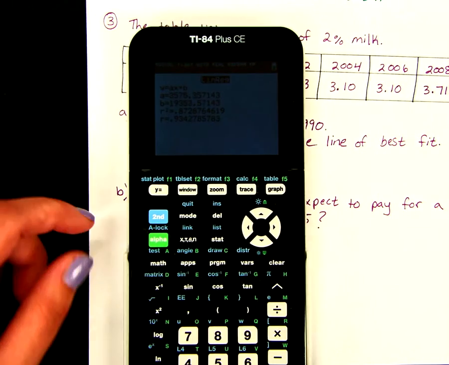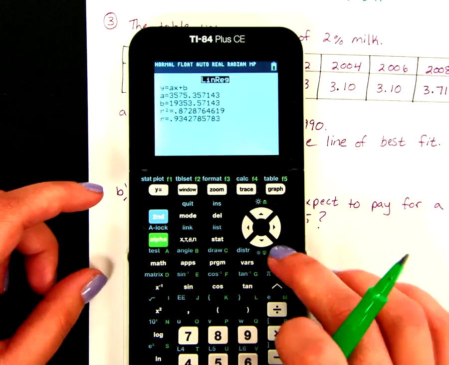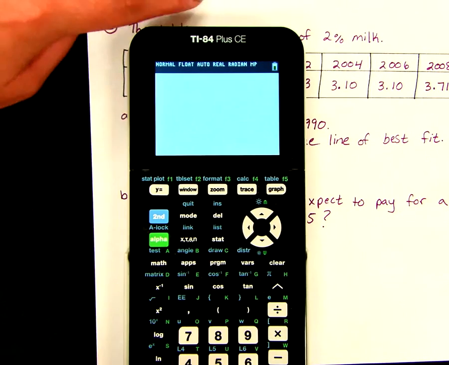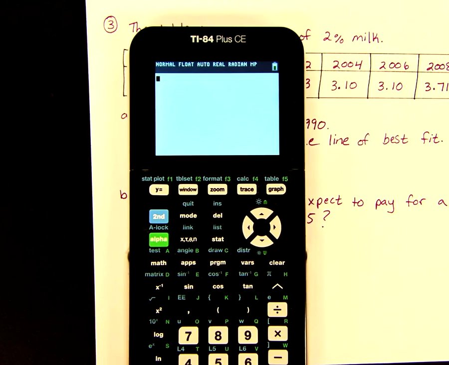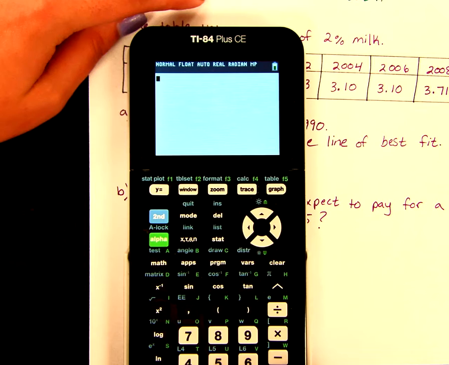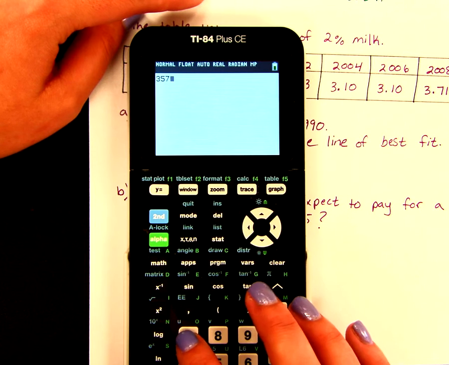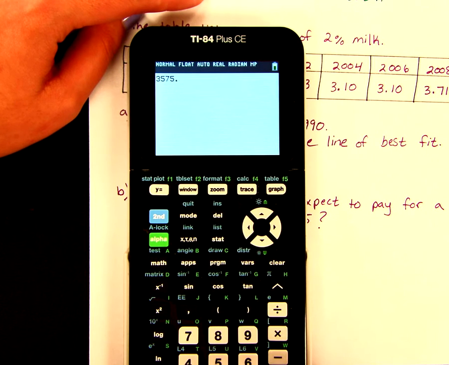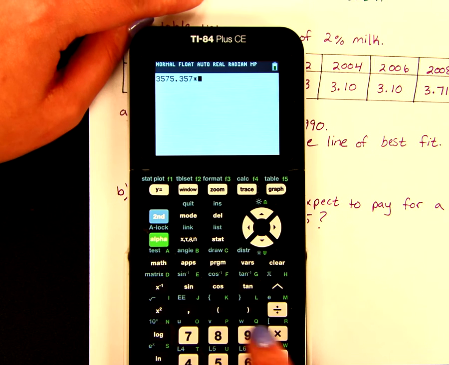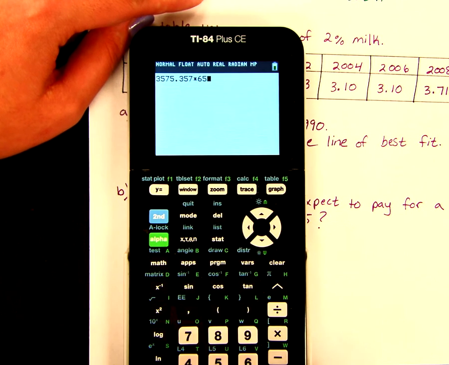So to do that, we have to go to our home screen. So we're just going to press clear to get rid of that stuff. And then we can type in everything but that y. So 3,575.357, and we can either use our times button or you can use the parentheses right here. And 65 plus 19,353.571. Enter.